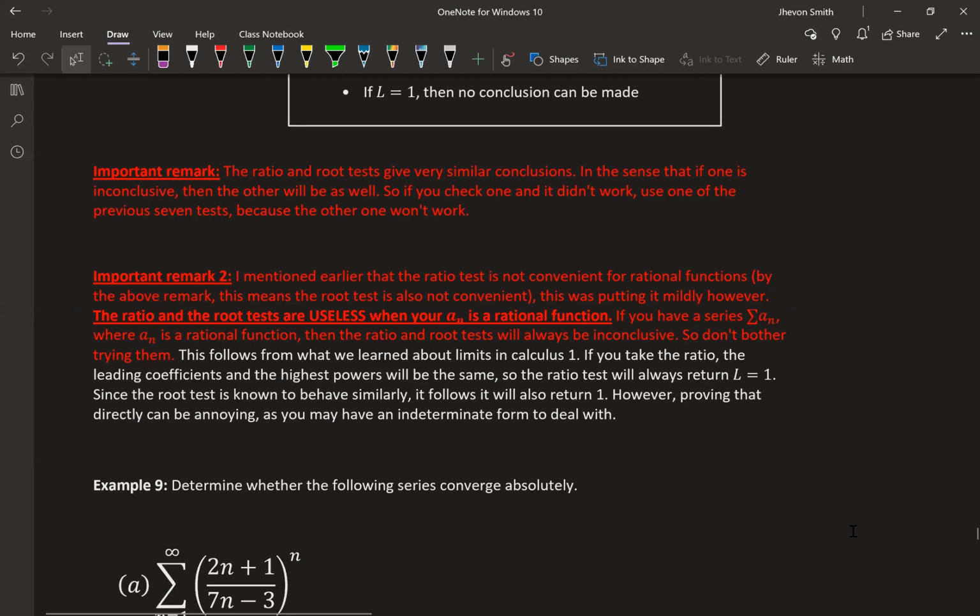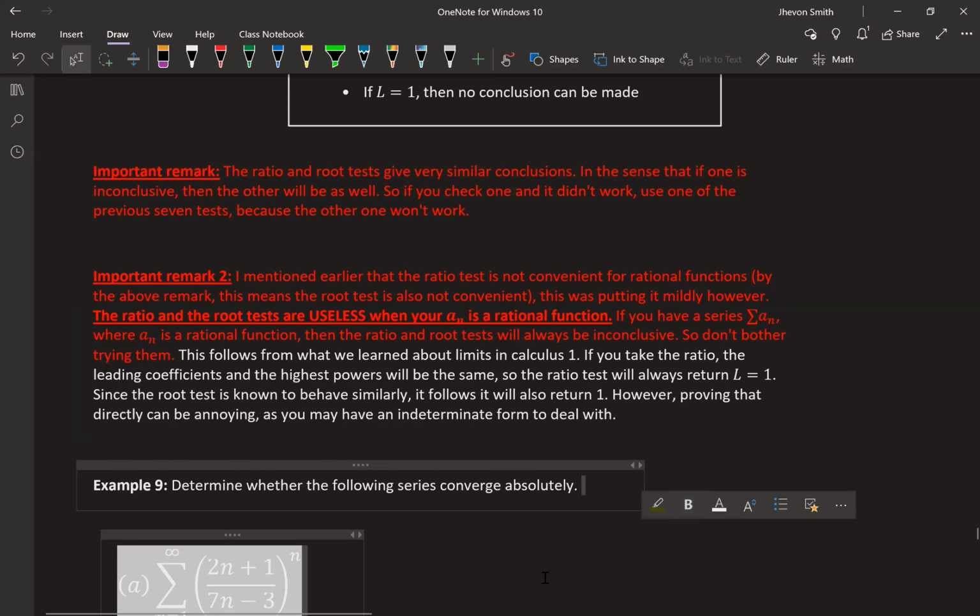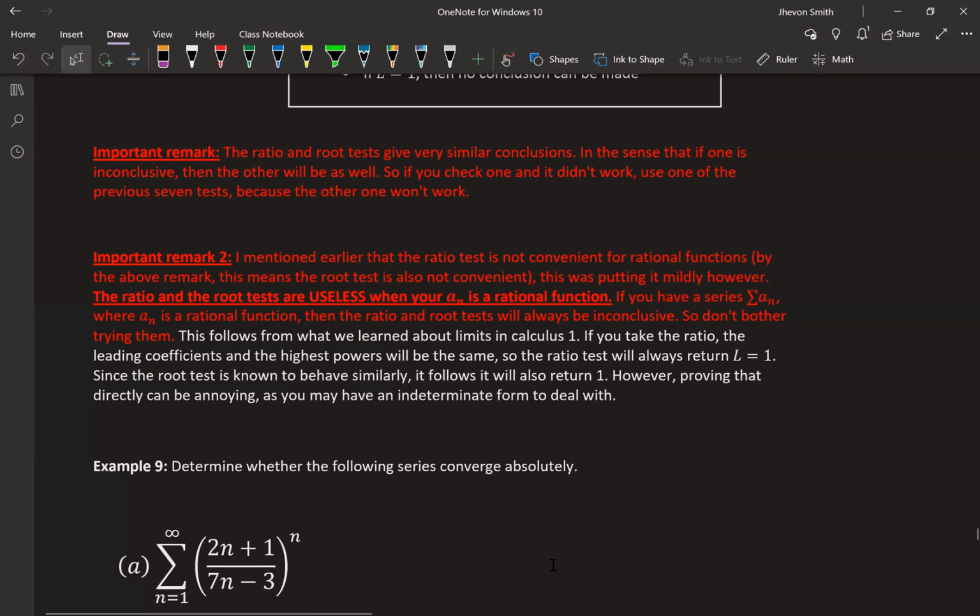The ratio test and root test are very similar. So if one is inconclusive, the other one's going to be inconclusive. So don't try both. And they are useless when it comes to rational functions. So I have that bold and underlined here. So if you have a rational function, do not use either of them. You are wasting your time. Okay. You will always get the limit equals 1 if you plug in a rational function into the ratio or the root test. However, here's an example.